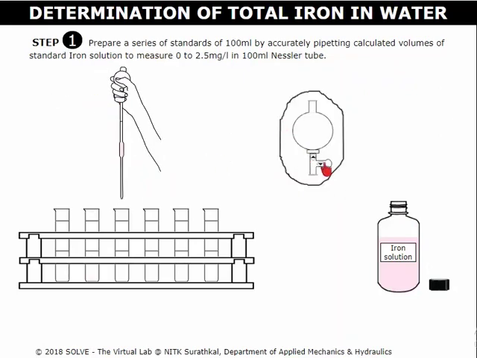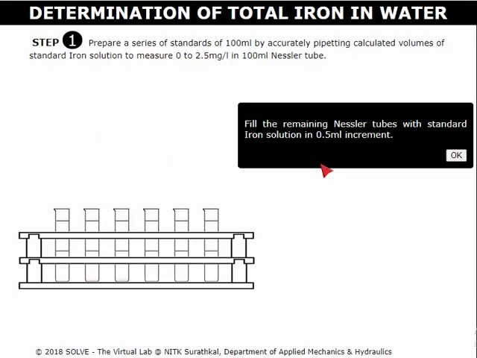Click here to release the solution to one more Nessler tube. Similarly, fill the remaining Nessler tubes with the standard iron solution in 0.5 ml increments.